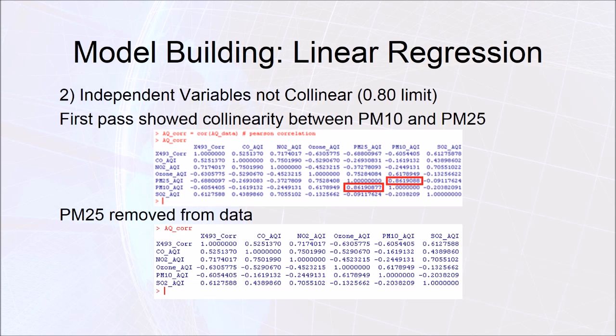Next, we checked that the independent variables were not collinear. We chose a 0.80 limit, which is fairly relaxed. However, with the quantity of data and the degree of manipulation we had performed on it, we decided this was a reasonable value. The first pass showed a strong collinearity between the PM10 and PM25 pollutants. We went back, removed the PM25 data, and reran the correlation. This time, we showed no collinear relationships between the independent variables.